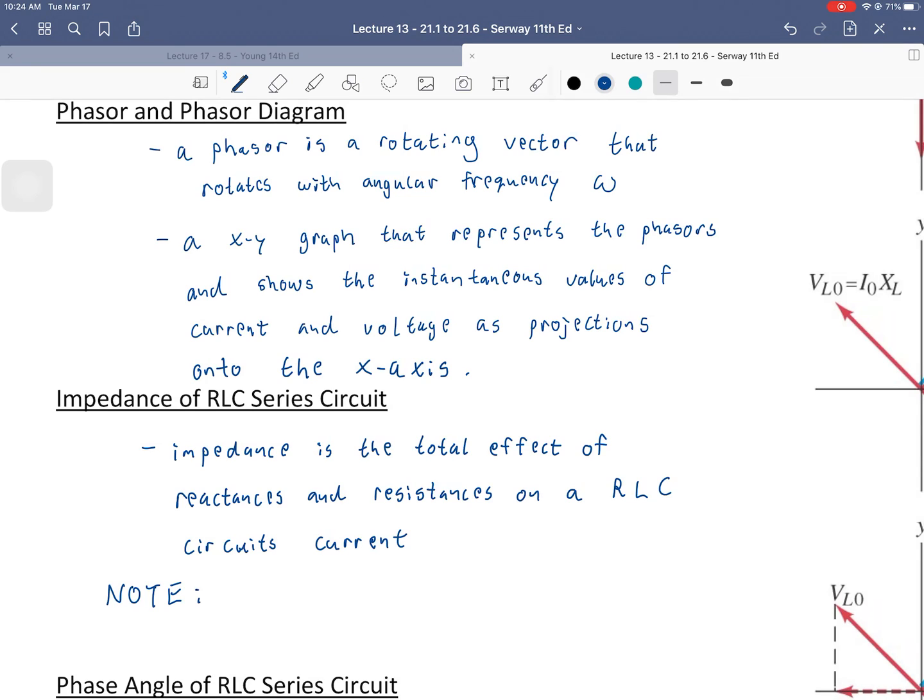So we'll say resistance, reactance, and impedance all have units of ohms, and they can all be used with some version of Ohm's law. Okay.